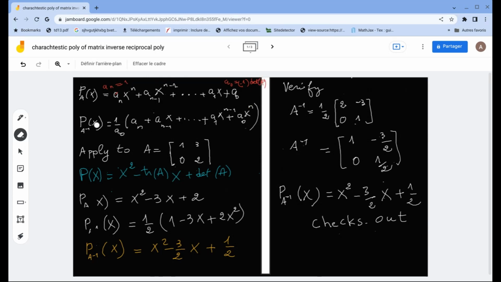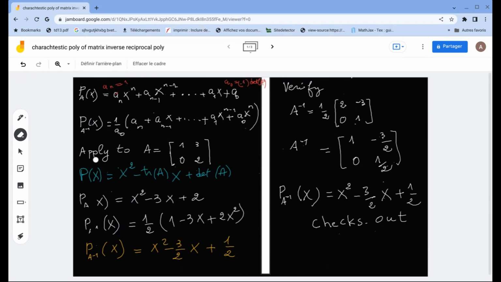The characteristic polynomial of A inverse is given by 1 by a0, where a0 is the last coefficient here, and then I keep the same coefficients here, but the powers of x are increasing. Here the powers of x are decreasing, here the powers of x are increasing.